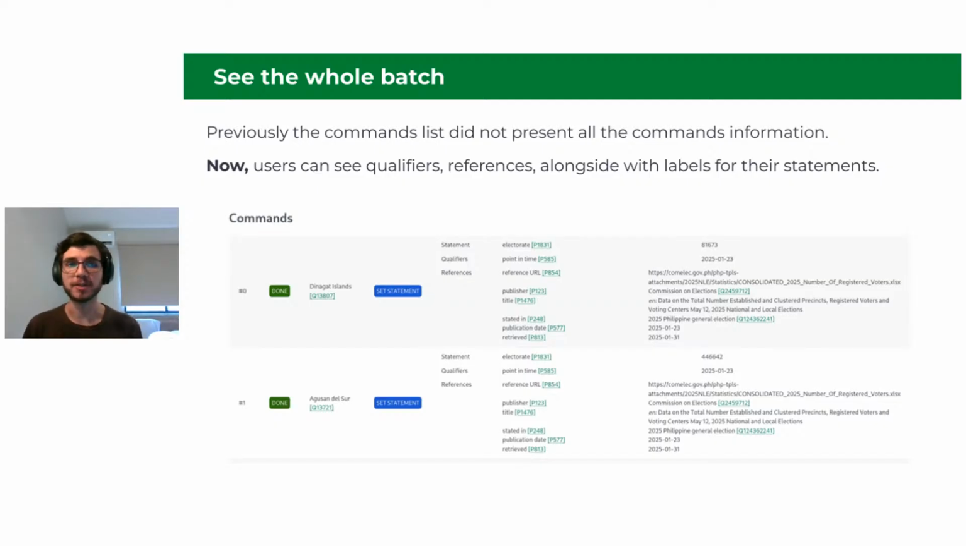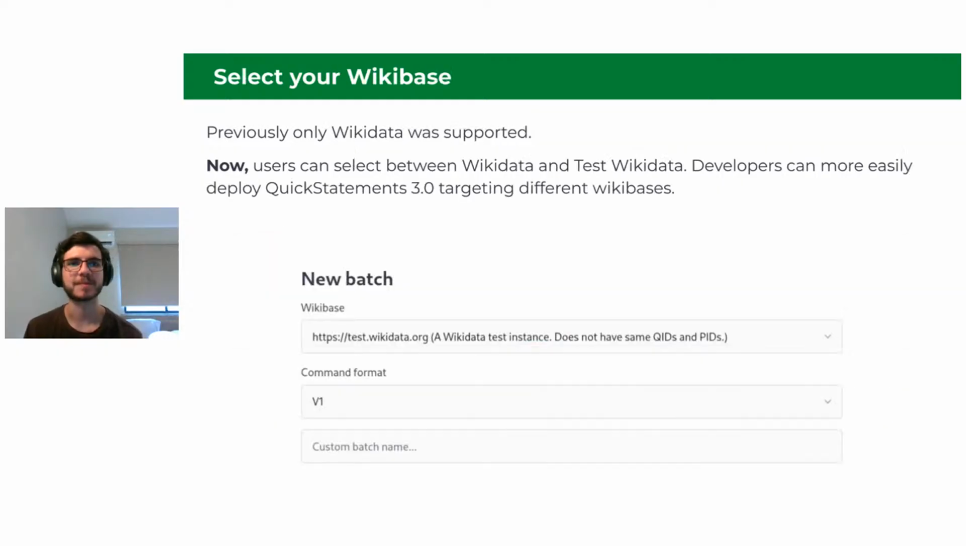Another thing that we have new is to see the whole batch. Previously, the commands list did not present all the commands information when we launched the tool. Now, users can see qualifiers, references, alongside labels for their statements. So we have the statement with the property and the value, and the qualifiers and the references grouped by the reference block. So now you can see the whole command in your command list.